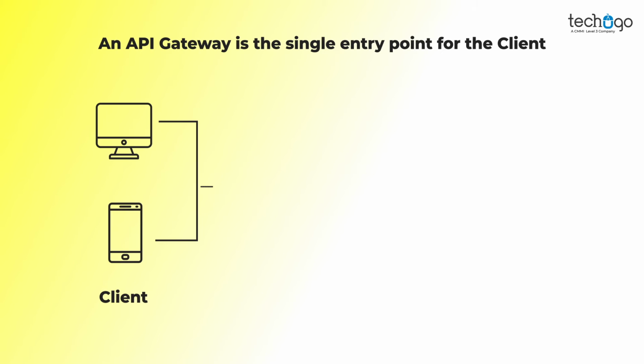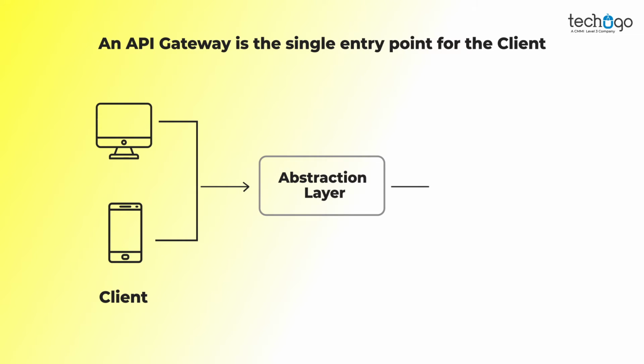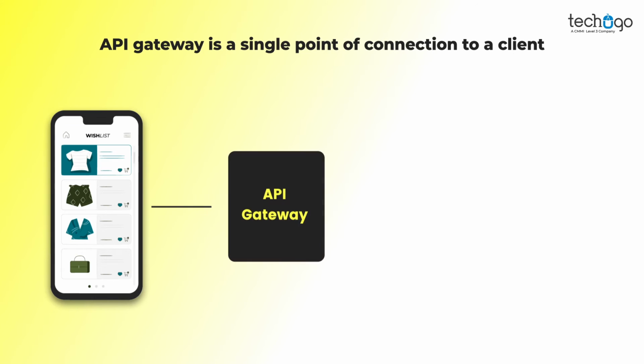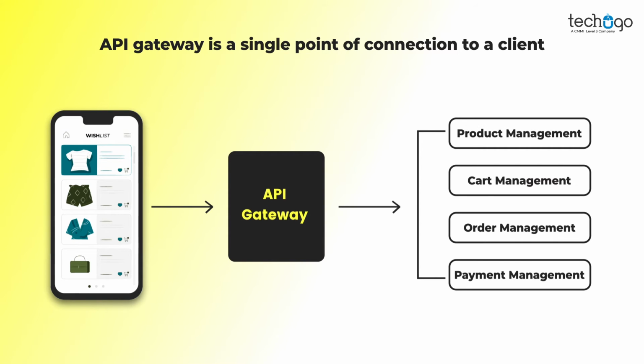The answer is we need an abstraction layer. This abstraction layer is API Gateway. It will work between the client request and the collection of services. So API Gateway is a single entry point for all of your clients. It sits between the client request and the collection of services. Whenever you make any request, it goes to the API Gateway and the API Gateway knows where this request will go.